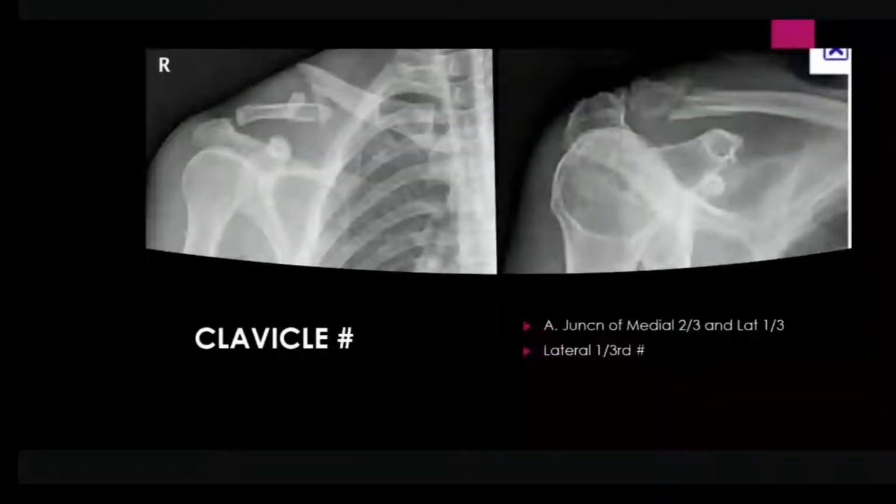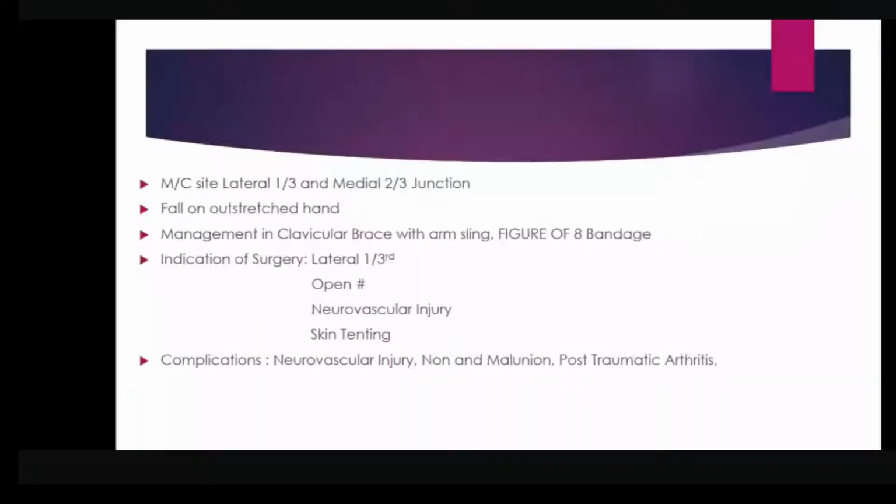Now, clavicle fracture is very common in the pediatric as well as the adult population. In adults, see the X-ray on your left side screen, the junction between the medial 2/3 and lateral 1/3 is under stress. So it is the most common site of clavicle fracture. Again, fall on outstretched hand. What is the treatment option? Arm pouch, figure of 8 bandage. Mostly treated by conservative method, that is immobilization for 3 weeks in a figure of 8 bandage. Operative treatment can be done.